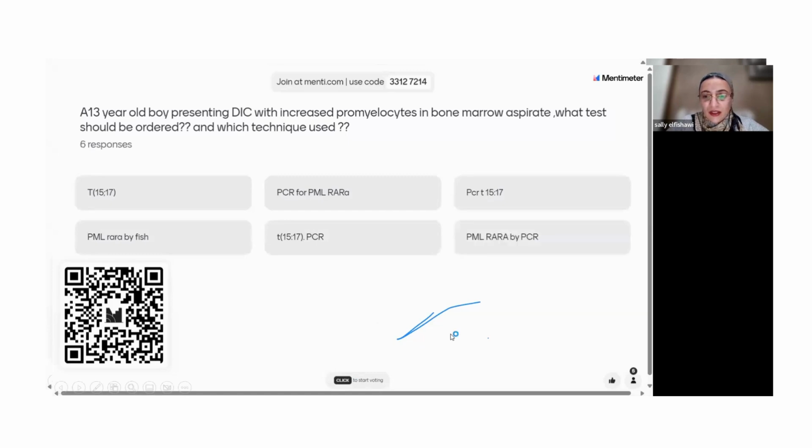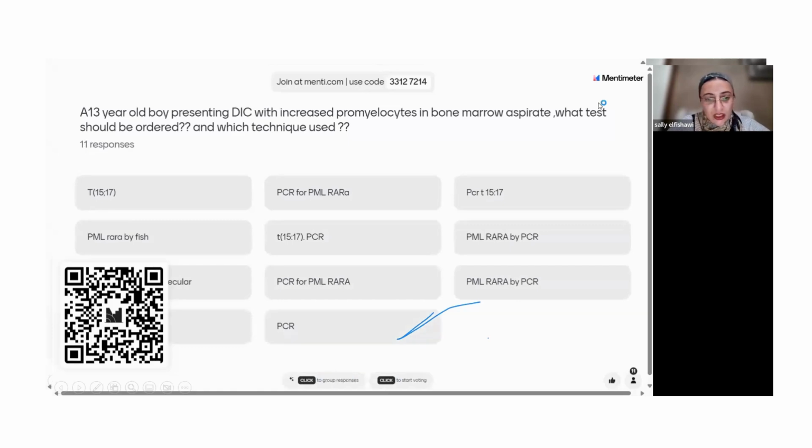Okay, PCR, translocation PCR, PML-RARA by FISH, PML-RARA molecular, PCR for PML-RARA, PML-RARA by PCR. Okay, come on, everyone.